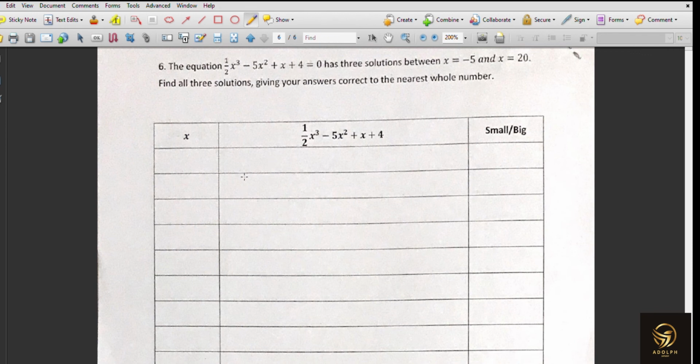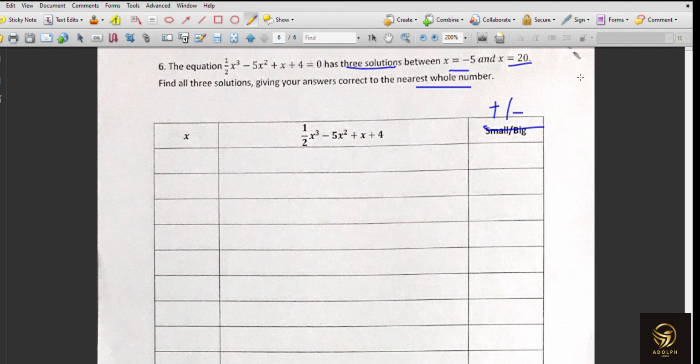So we came to the last question. The equation 1 by x cube minus 5x square plus x plus 4 equals 0 has three solutions. Previously we have seen two solutions, now three, and the range is minus 5 to 20. Find all the three solutions, give your answer to the nearest whole number. So we are going to say whether it is positive or negative. It's already an equation, so we need not worry.